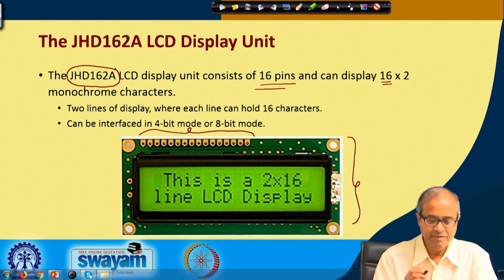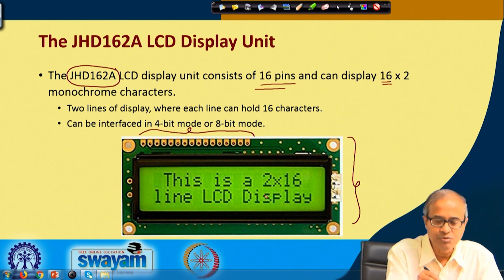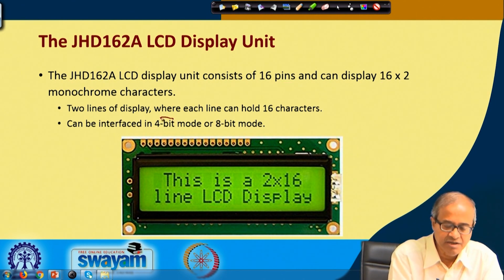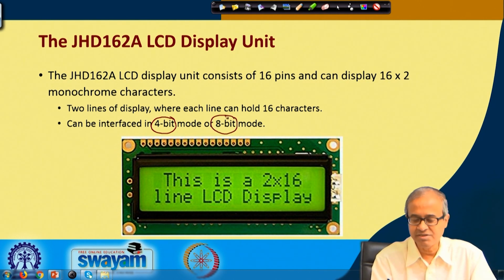And the way this display unit is interfaced or connected with a microcontroller or any other device, there are 2 different modes. You can either have a 4-bit mode or you can have an 8-bit mode. In 4-bit mode, what is happening?